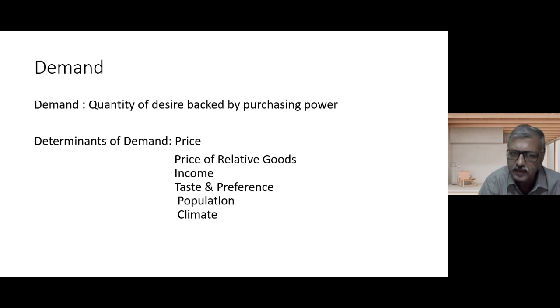Then we discussed the determinants of demand: price of related goods. In related goods, there are two types, which I discussed: complementary goods and supplementary goods. Then income of the population. By population, I mean consumers. Taste and preference, and the total size of the population.